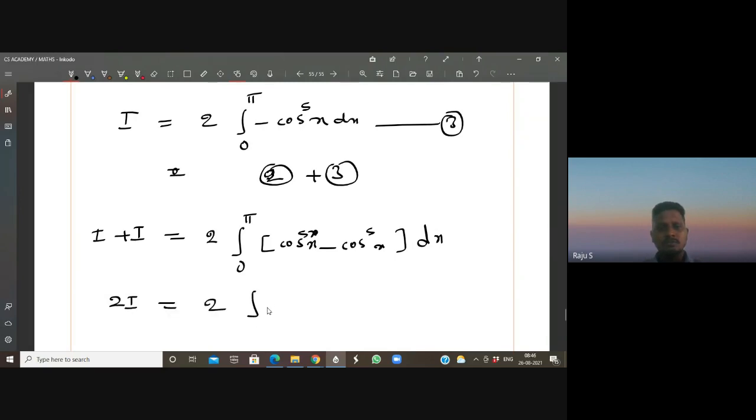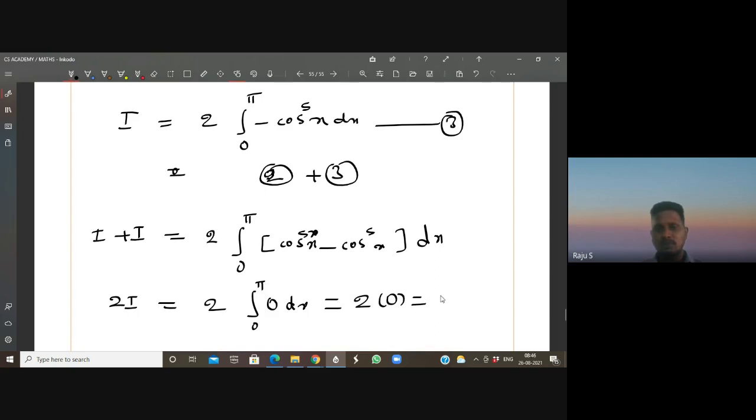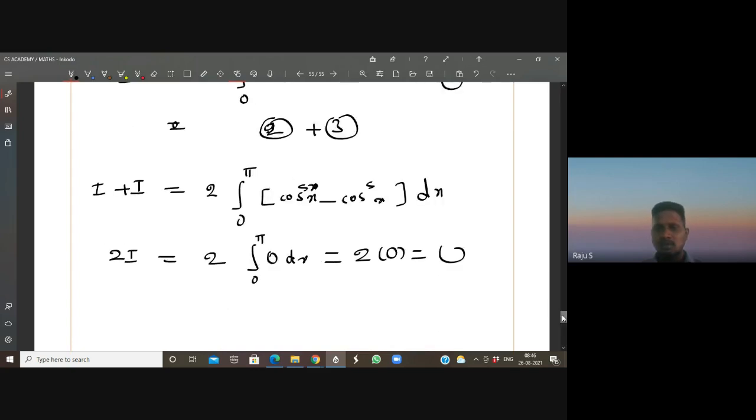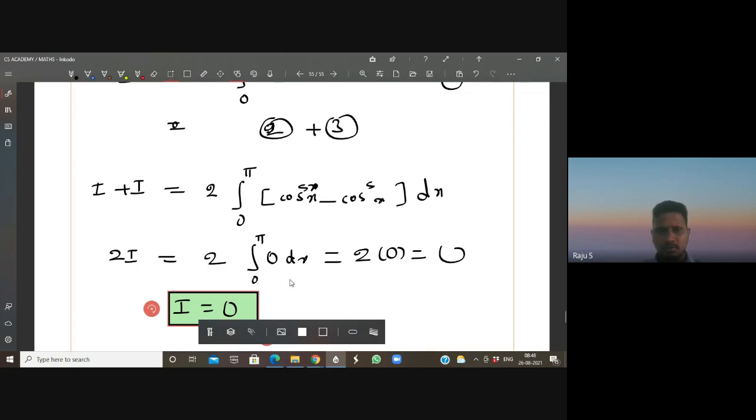So what is the answer here? 2 times integral 0 dx. What is integral 0 dx? Anyone? Integral 0 is 0. So 2 times 0 is nothing but 0. Finally, I is equal to 0. Can you check the answer for this question? What is the output here? Is it 0?